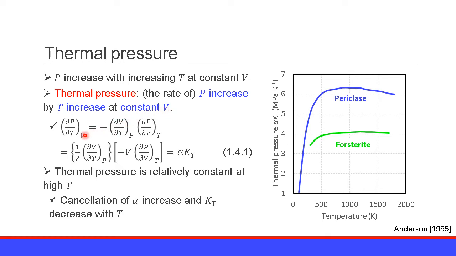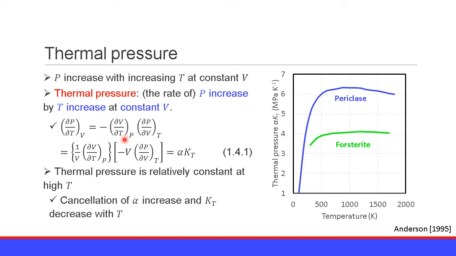Therefore, mathematically, the thermal pressure is expressed as the partial derivative of pressure P with respect to the temperature T at constant volume. From the chain rule, this quantity is equal to minus the partial derivative of volume V with respect to the temperature T at constant pressure P times the partial derivative of the pressure P with respect to volume V at constant temperature.